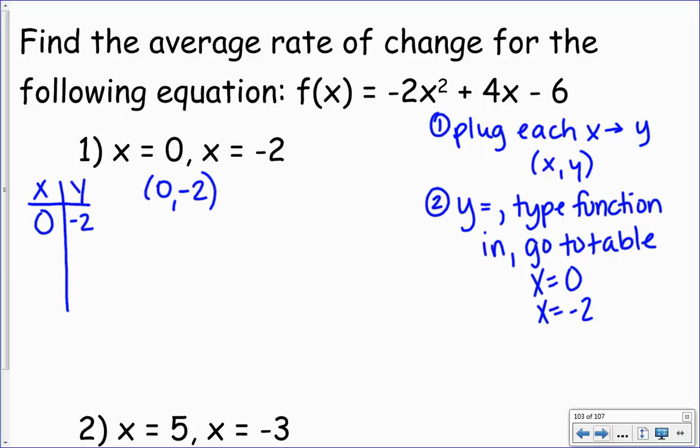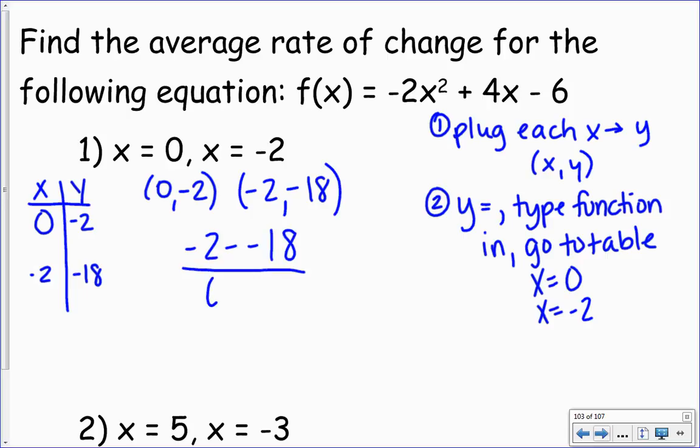When I go to the x value of negative 2, my y value shows me negative 18. So my second ordered pair will be negative 2, negative 18. So now I'm going to put that in my slope formula. Y is on top, x is on bottom. Again, I'm going to go to math fraction, type that in, and I get a rate of change of 8.